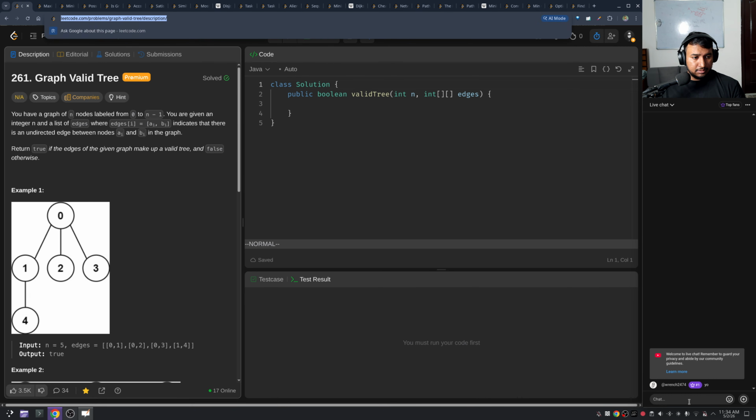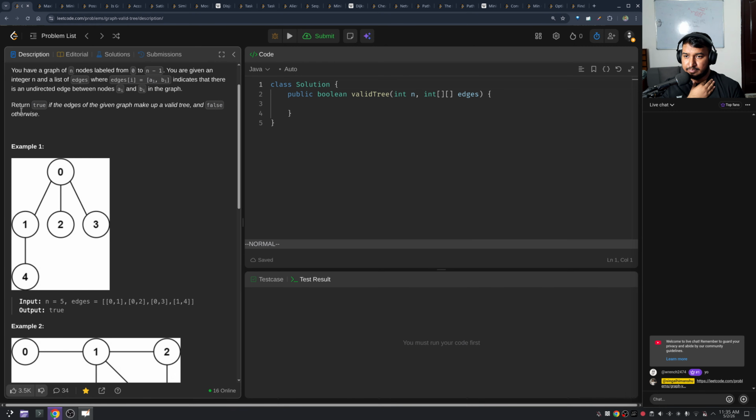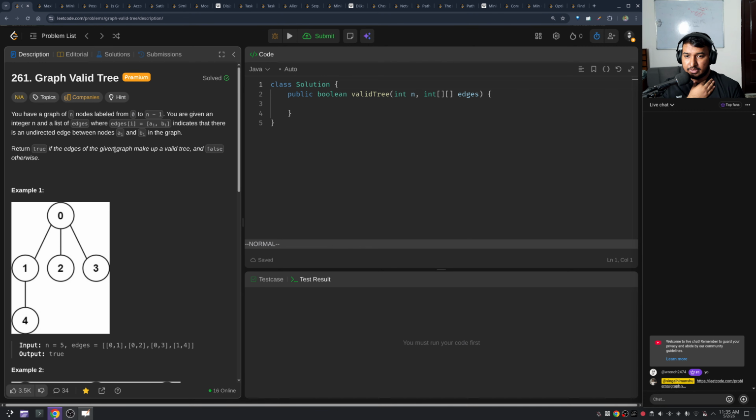I'll give you the problem link as well if someone wants to solve it. Graph Valid Tree. You have a graph of n nodes labeled from 0 to n minus 1. You are given an integer n and a list of edges, where each edge indicates an undirected edge between nodes ai and bi in the graph. Return true if the edges of the given graph make a valid tree, and false otherwise.